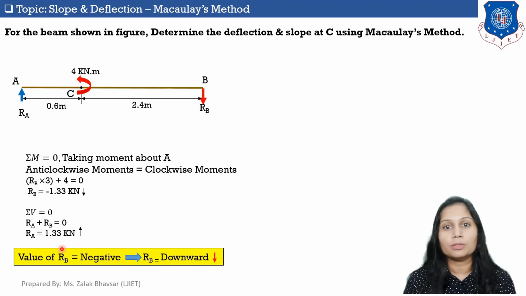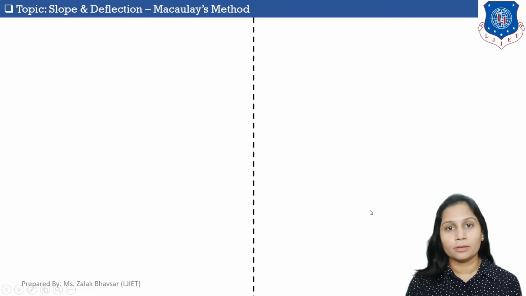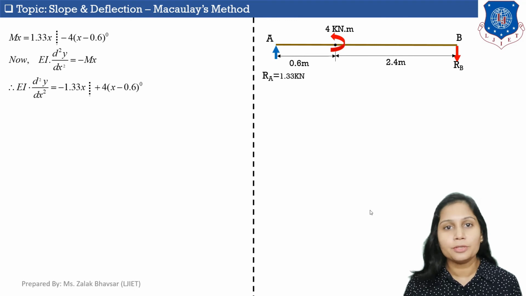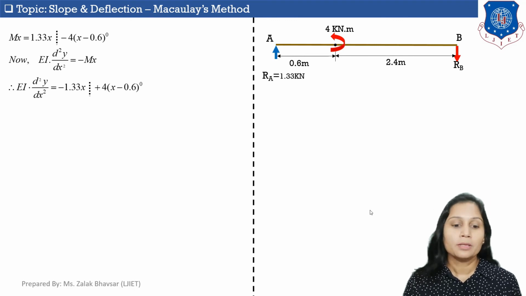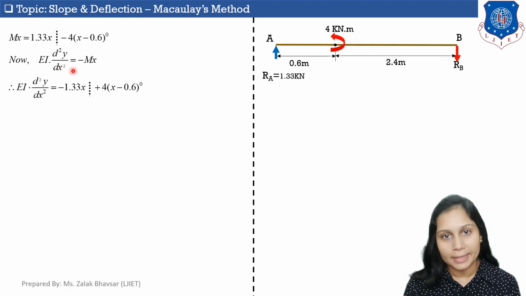Now let's move to step number 2. In the second step, we will calculate Mx and then we will formulate the differential equation. Okay, so here is our differential equation: EI d²y/dx² is equal to minus Mx.